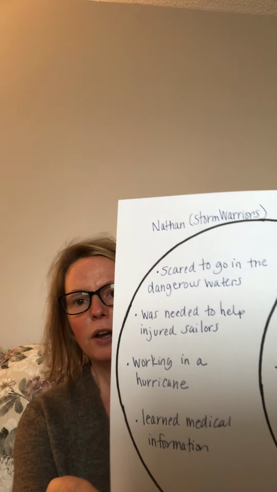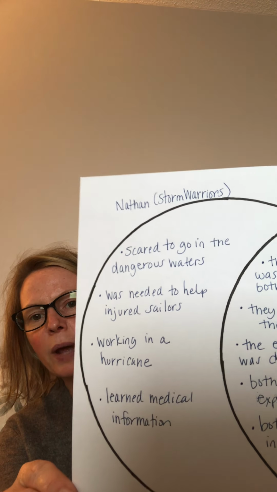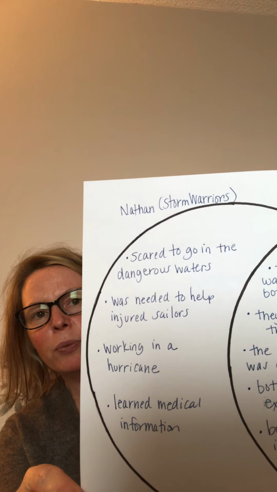I want to show you a Venn diagram that I created to compare Nathan and Johnny Adams. I'll show you each section of it, and then I'll show you the Venn diagram as a whole. So if we consider Nathan from Storm Warriors only, this was the story we read last week. I'm going to read it to you, and then I'll show it to you.